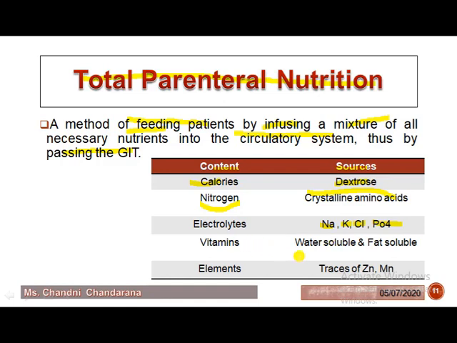Then vitamins. We can give any vitamin, like water soluble and fat soluble vitamins. Then traces of zinc and manganese. So these elements we require, and all these sources provide total parenteral nutrition. And here also we require this kind of solution when patients are in a very severe condition.